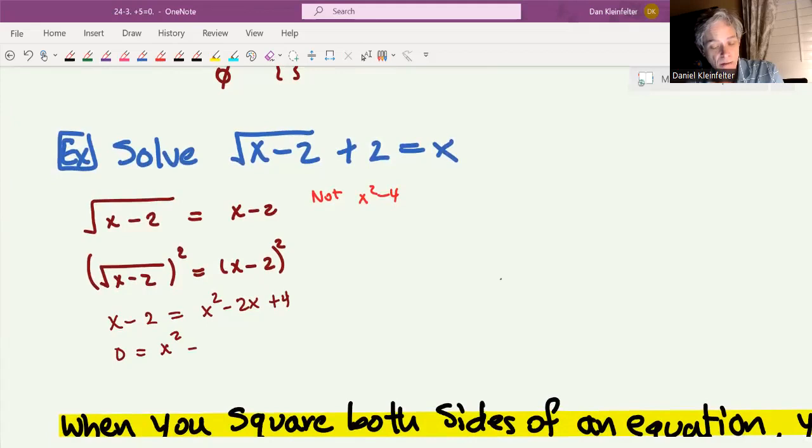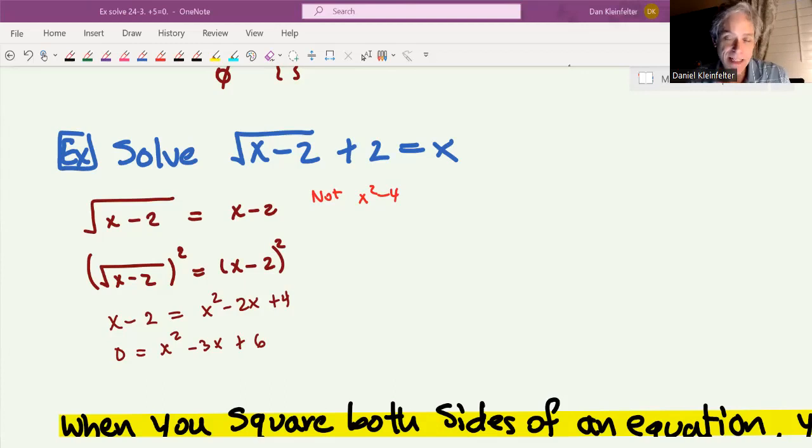Okay, let's collect all of the numbers on one side of the equation. So we'll have x squared minus 3x plus 6. Let me double check my work. Okay, let's check that. All right, so I made a mistake here.